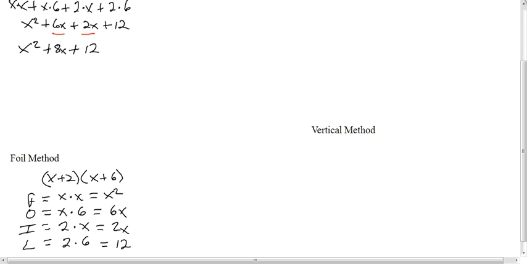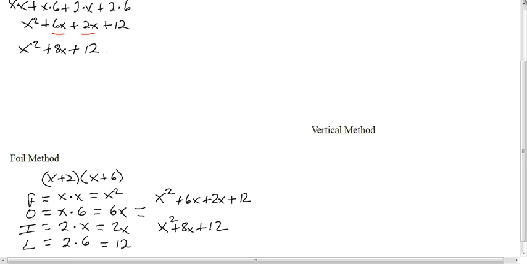That's amazing. We need to fix that misconception. So that's going to give us x squared again, plus 6x plus 2x plus 12, and adding our like terms. In this case, our like terms are 6x and 2x, and we will come up with x squared plus 8x plus 12.